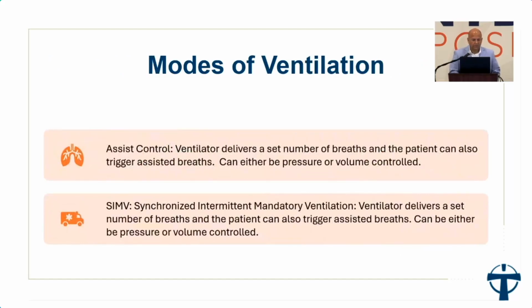So, modes of ventilation. Assist control ventilation is when the ventilator delivers a set number of breaths, and the patient can also trigger assisted breaths. Can be either pressure or volume controlled. SIMV, synchronized intermittent mandatory ventilation: the ventilator delivers a set number of breaths, and the patient can also trigger assisted breaths. Can be either pressure or volume controlled.